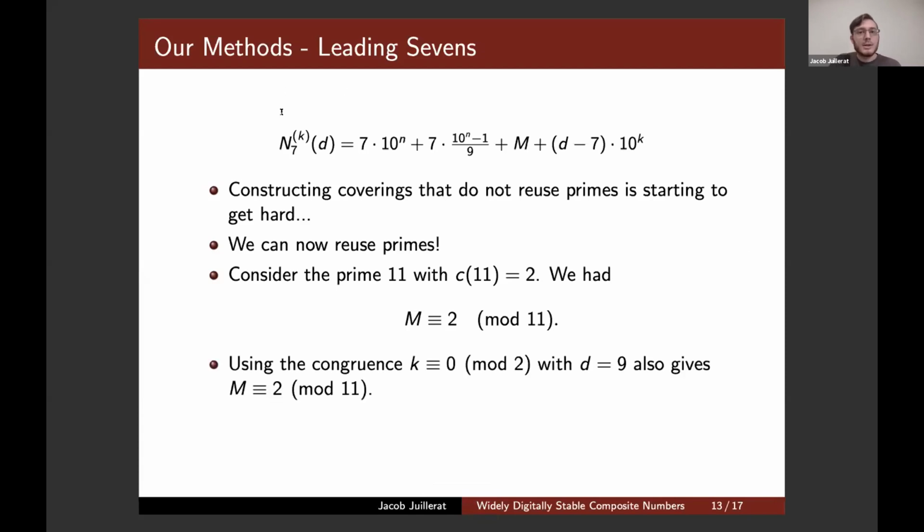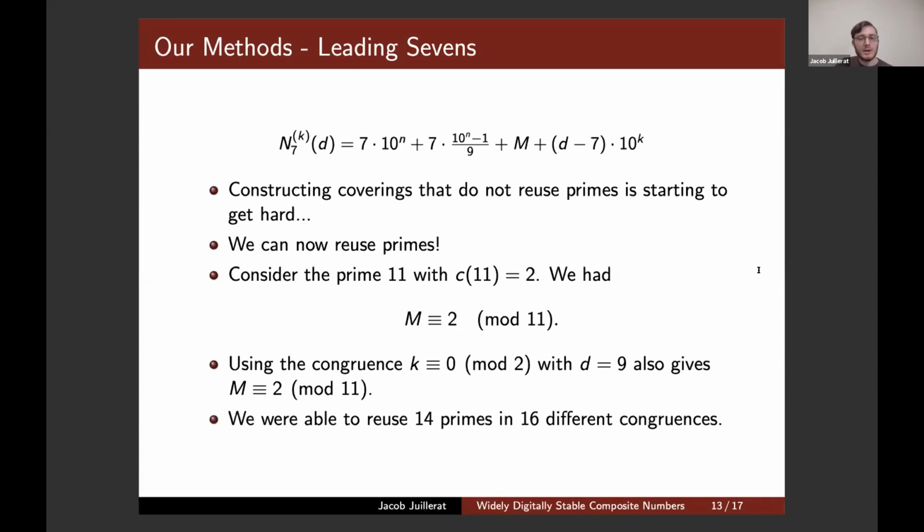Looking now at inserting a digit into the leading 7s, if we let k be congruent to 0 mod 2 and d equal 9, then because of this, 7 times 10 to the n, n 7s, followed by a 9 will still be congruent to 0 mod 11 if m is congruent to 2 mod 11. So we can reuse the prime 11 as long as we use exactly this covering congruence, k is congruent to 0 mod 2, and exactly the covering that deals with d equals 9.